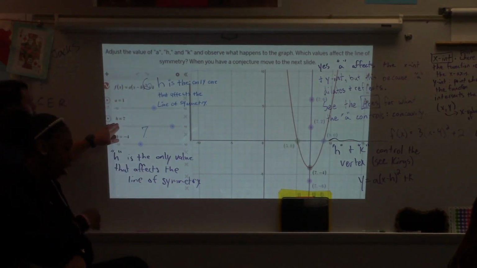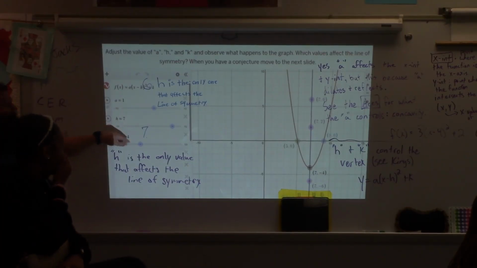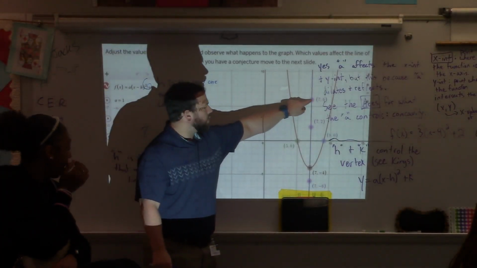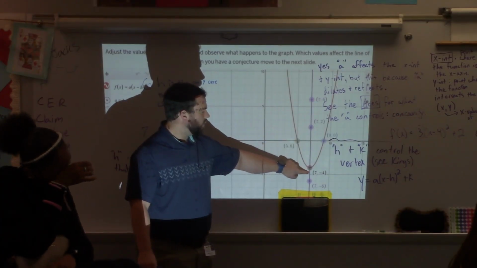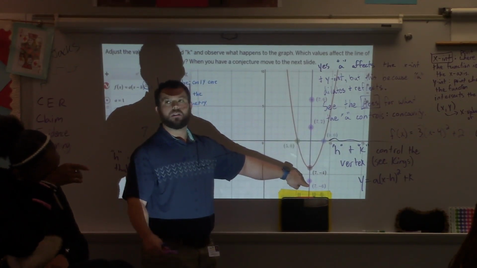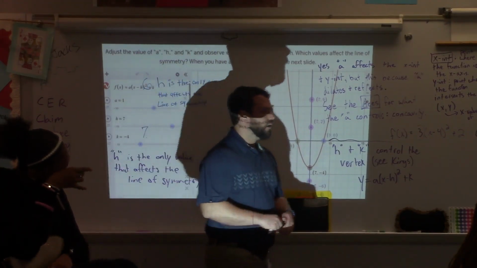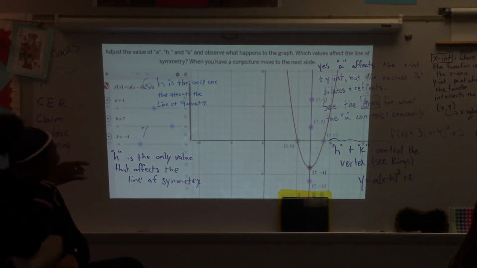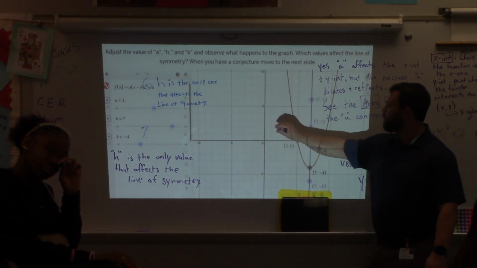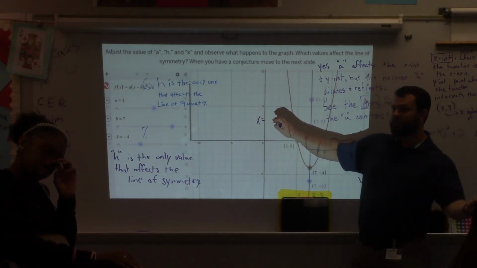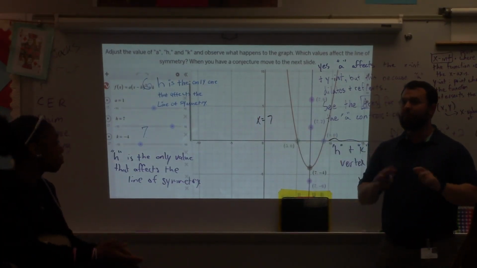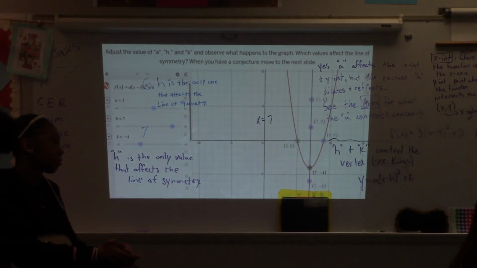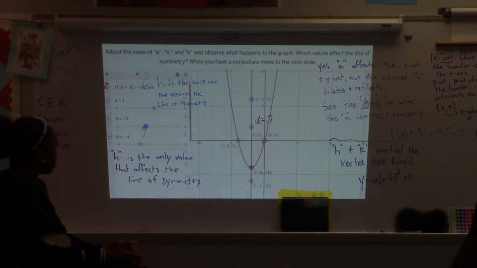Please notice right now, what is h? 7. What does every point on the line of symmetry have in common? What's 7? The x value is 7, doesn't it? Okay. By the way, I would point out then, the equation for this line would just be x equals, any guesses? 7. Because every point has an x value of 7. Okay?